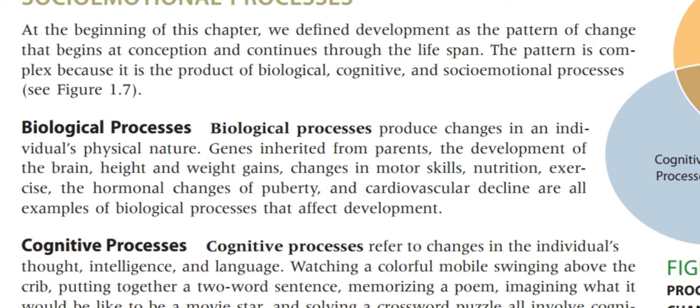Lelaki bila akil balik berubah, perempuan berubah, menunjukkan ciri-ciri kelakian dan kewanitaan. And cardiovascular decline are all examples of biological process that affect development. Jadi ada banyak faktor yang menyebabkan changes on physical nature. Salah satunya adalah genetic inherited. Ataupun kita panggil dalam bahasa Melayu, mewarisi genetik daripada kedua ibu bapa.